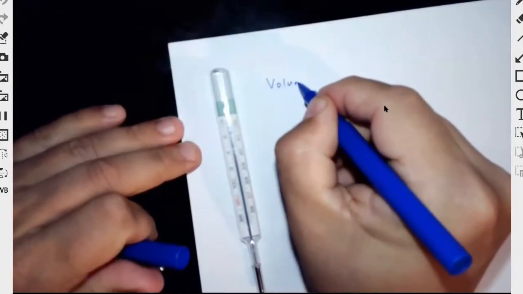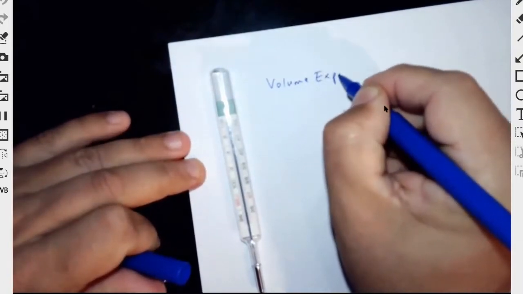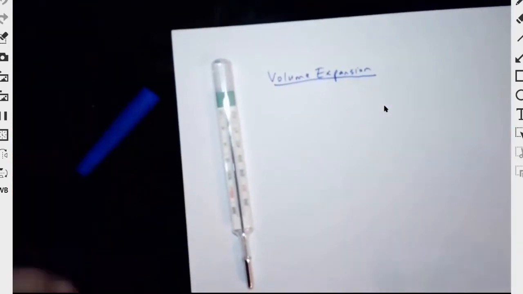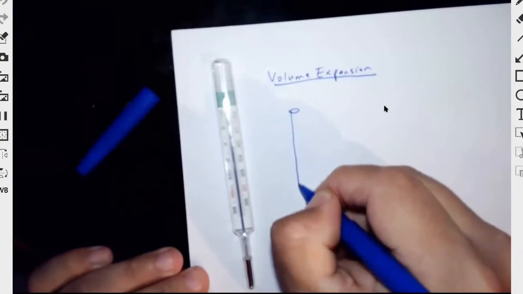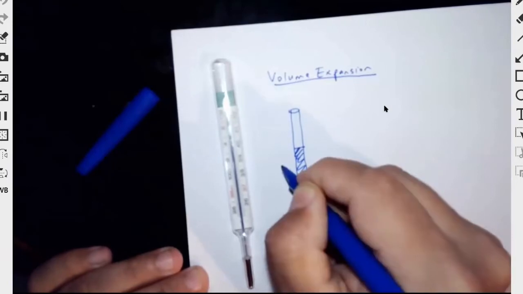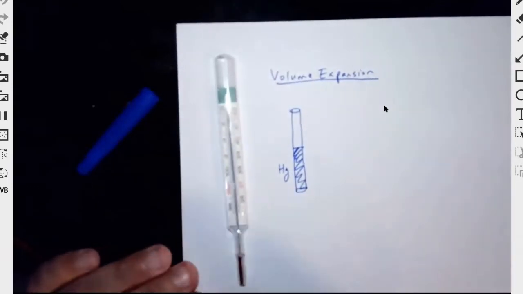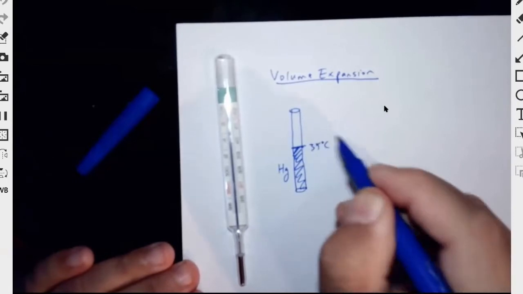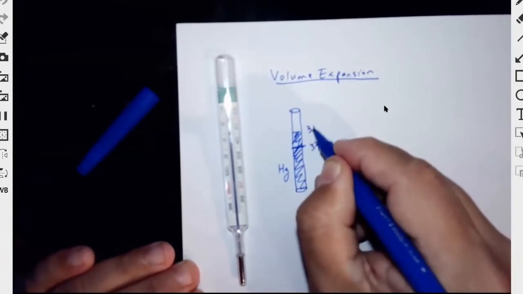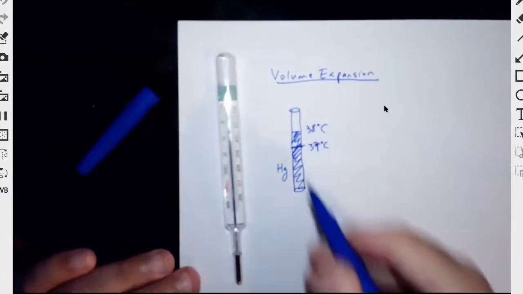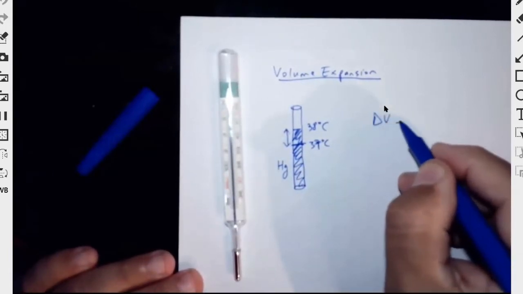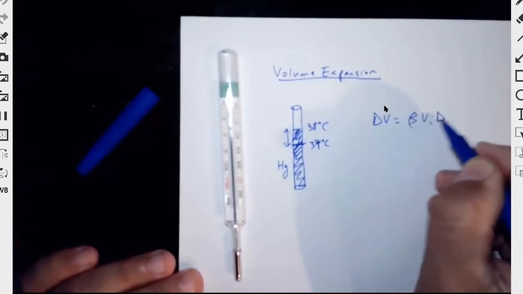Volume expansion, right? So we have this tube like this, and we have mercury in there. So if this is 37 Celsius, let's say, and you're running a fever, it's going to go up to 38 Celsius, right? So that's a centimeter right there. So the volume will increase. Delta V is equal to beta V initial delta T.